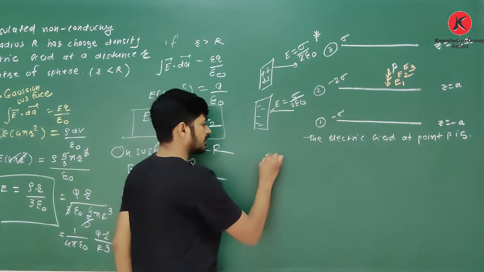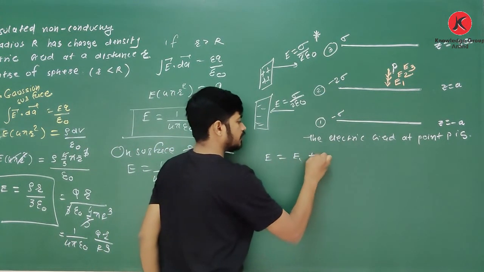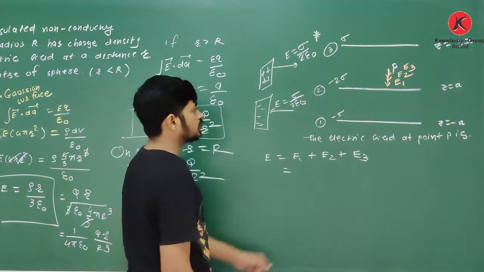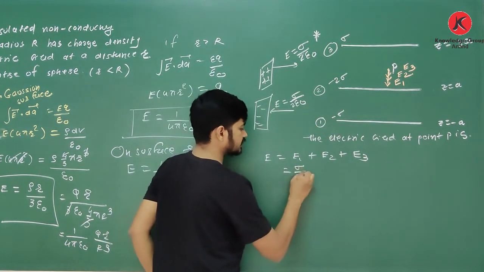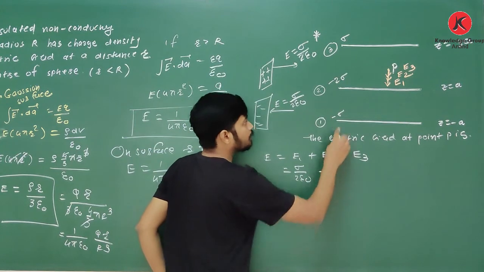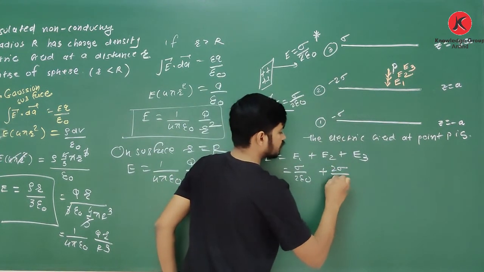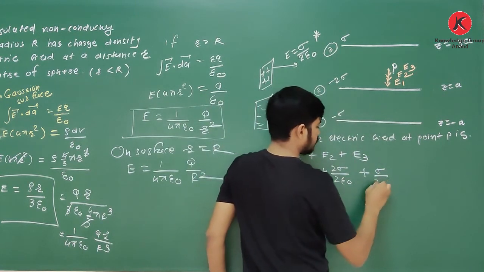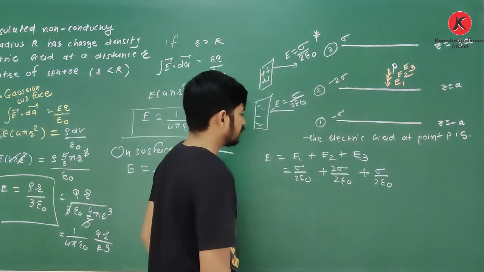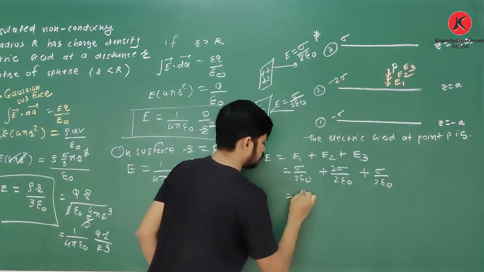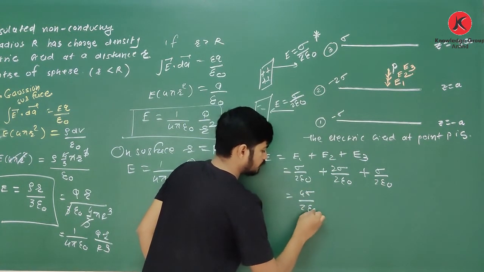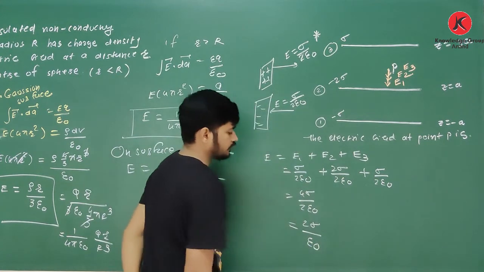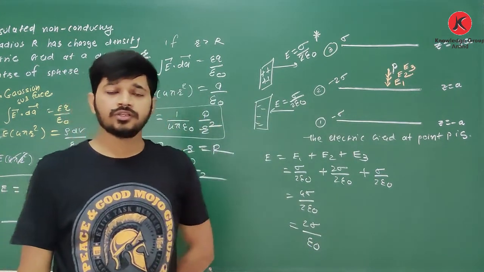So the resultant electric field E is equal to E1 plus E2 plus E3, which is sigma upon 2 epsilon 0 plus 2 sigma upon 2 epsilon 0 plus sigma upon 2 epsilon 0. So that is 1, 2 and 1, making 4 sigma upon 2 epsilon 0, which means 2 sigma upon epsilon 0. It is your answer.